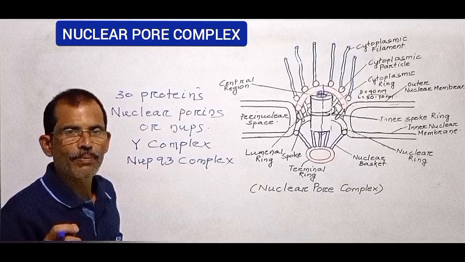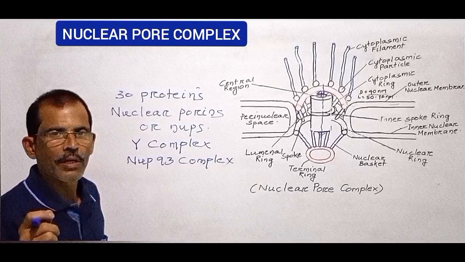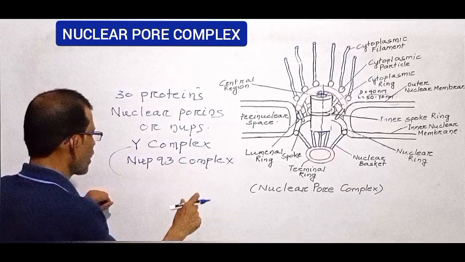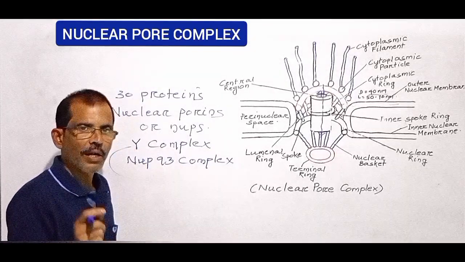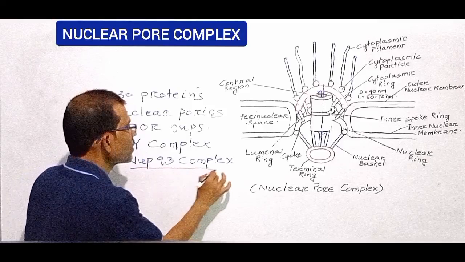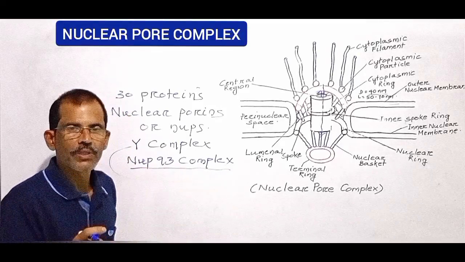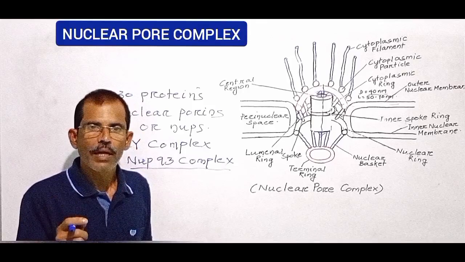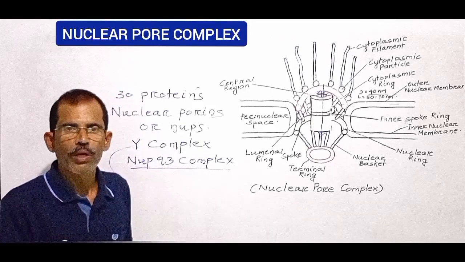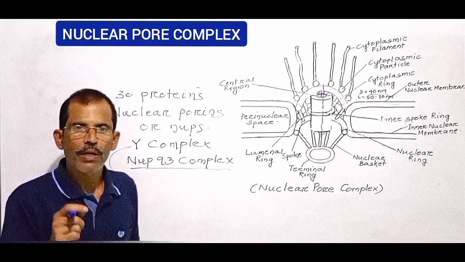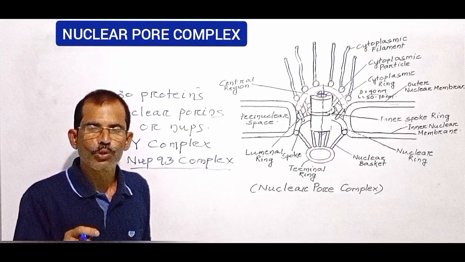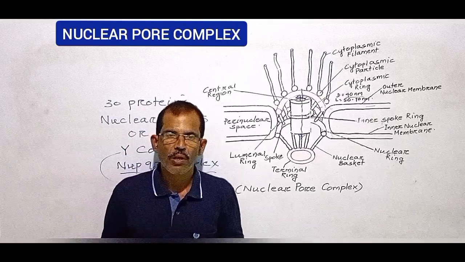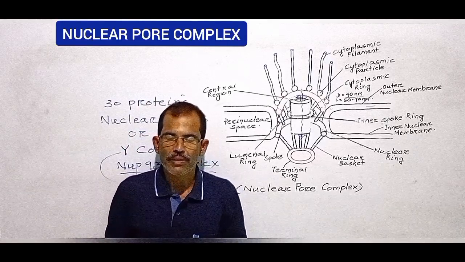The cytoplasmic ring and the nuclear ring are assembled from 16 copies of each of the Y complex. On the other hand, NUP93 complex forms the framework of the spoke ring and interacts with 4 nucleoporins whose transmembrane domains bend and fuse the pore membrane. Friends, this is about the structure of nuclear pore complex.